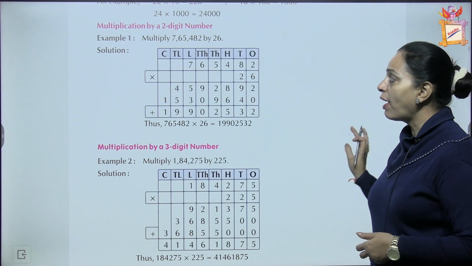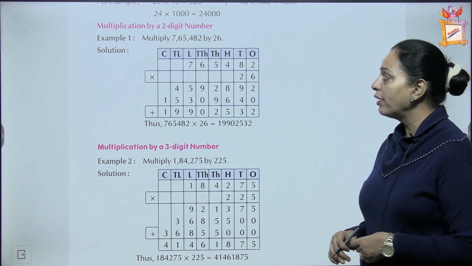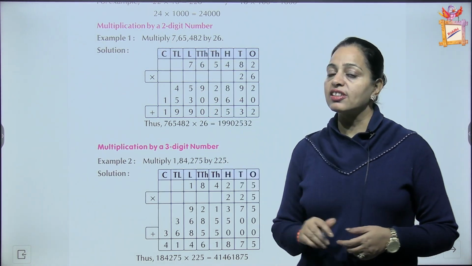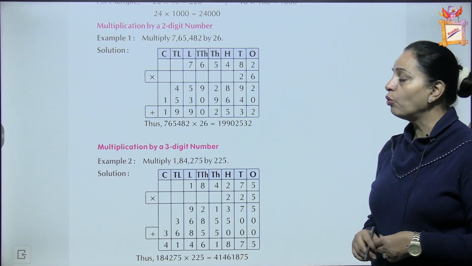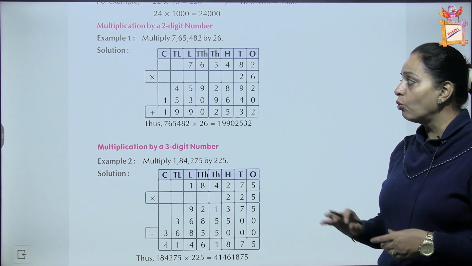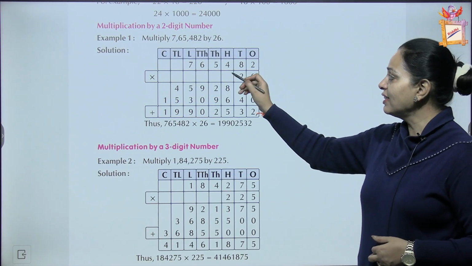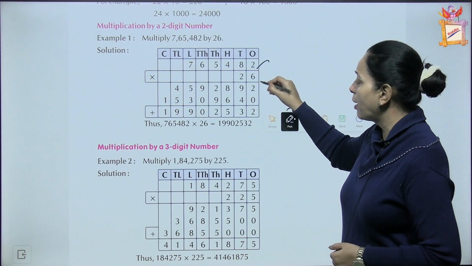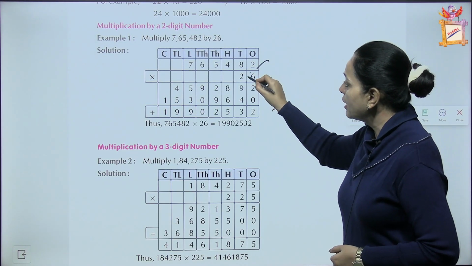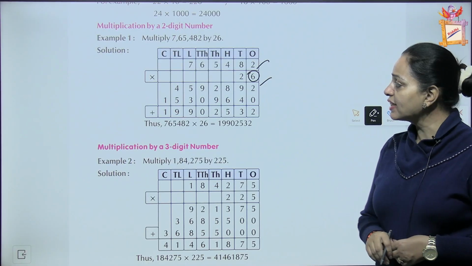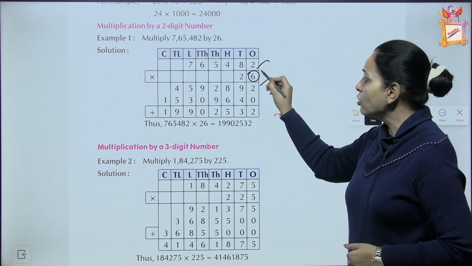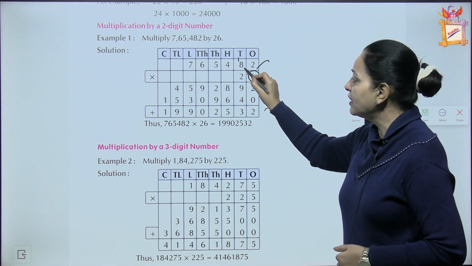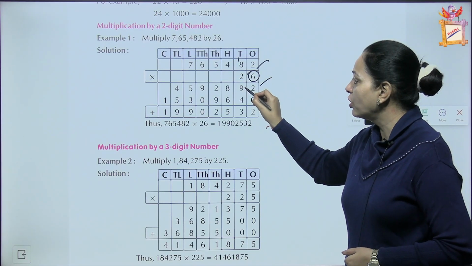Now multiplication by a two-digit number. Example 1, multiply 7,65,482 by 26. So what to do? First arrange the numbers like this. Okay. Now we have two-digit number. So what to do? First multiply by ones digit, that is, multiply by 6. So 6 2s are 12. 2 here, 1 carry.